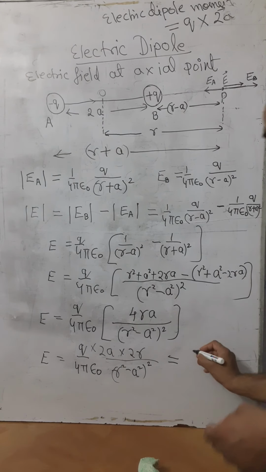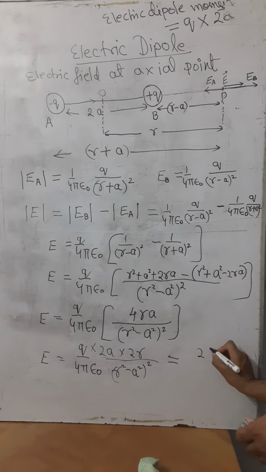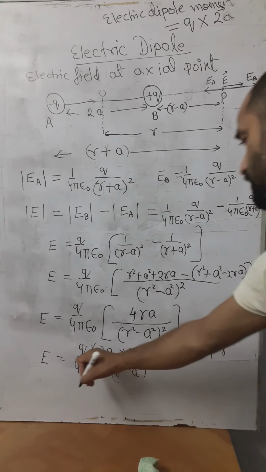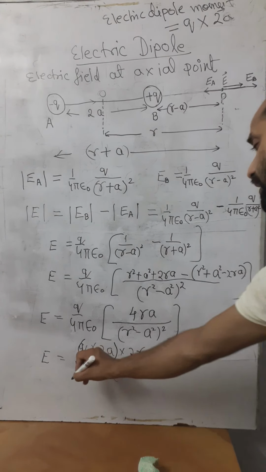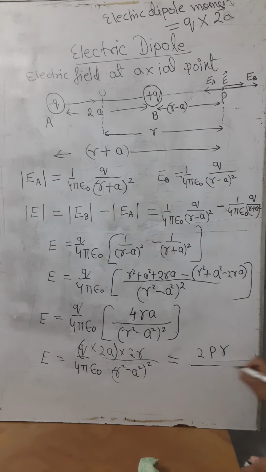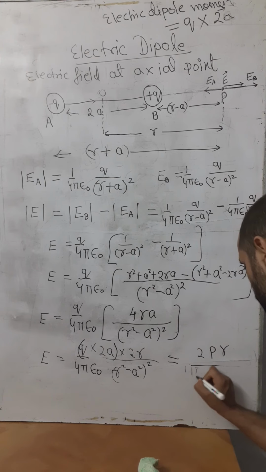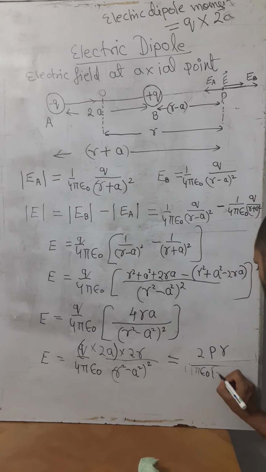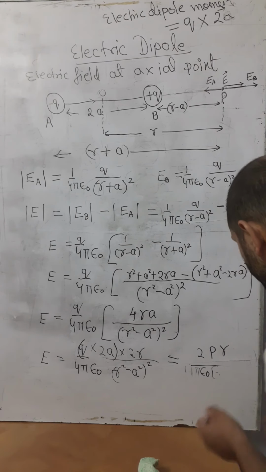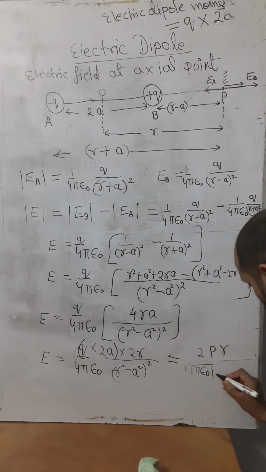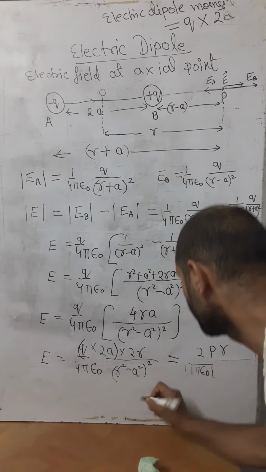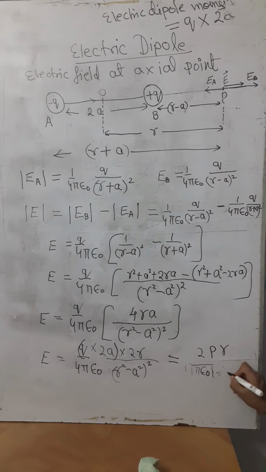Right? So this is 2pr. Q into 2a is p. This is p. So 2r into p. So 2pr divided by 4 pi epsilon naught (r square minus a square) whole square. Right? So (r square minus a square) whole square would be there.